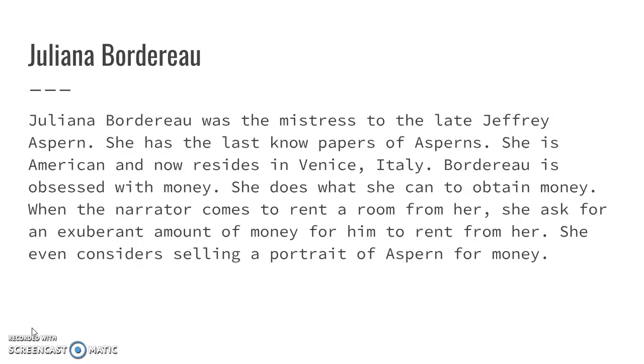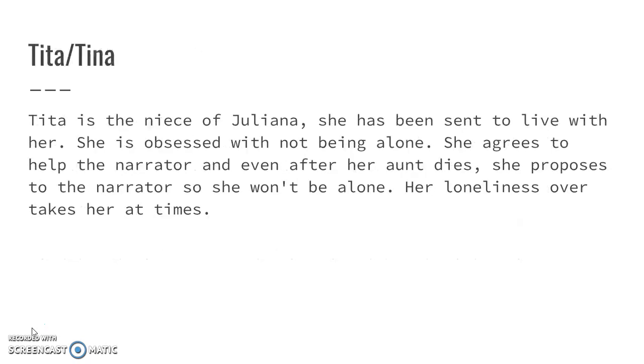Juliana Bordereau. Juliana Bordereau was the mistress to the late Jeffrey Aspern. She has the last known papers of Aspern. She's American and now resides in Venice, Italy. Bordereau is obsessed with money. She does what she can to obtain money. When the narrator comes to rent a room from her, she asks for an exorbitant amount of money for him to rent from her. She even considers selling a portrait of Aspern for money.